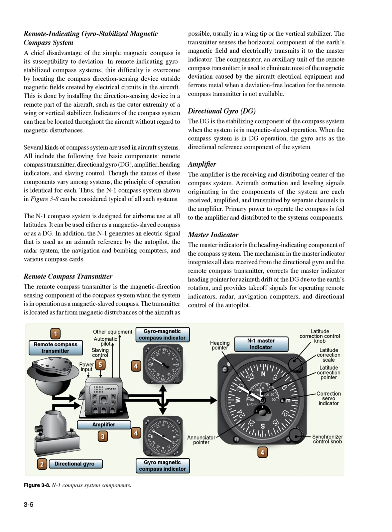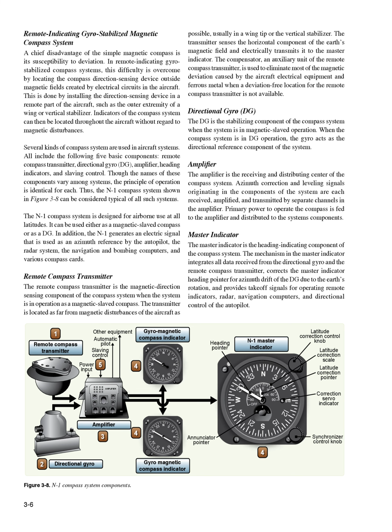The N1 compass system is designed for airborne use at all latitudes. It can be used either as a magnetic slaved compass or as a DG. In addition, the N1 generates an electric signal that is used as an azimuth reference by the autopilot, the radar system, the navigation and bombing computers, and various compass cards.